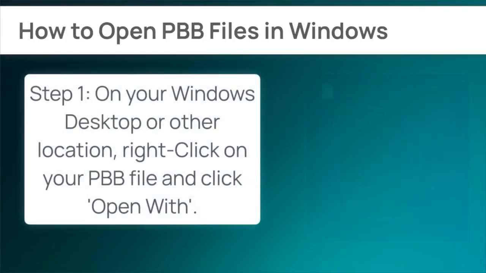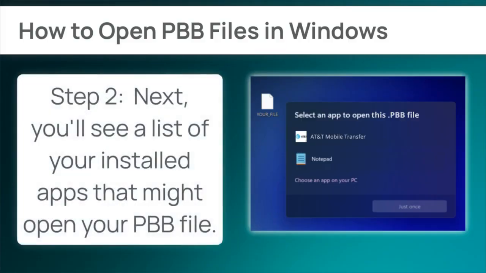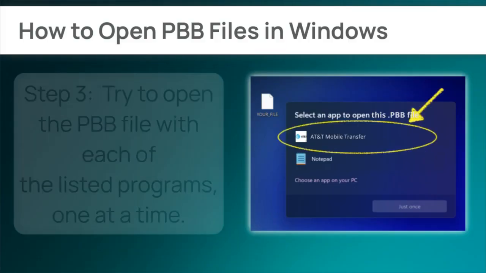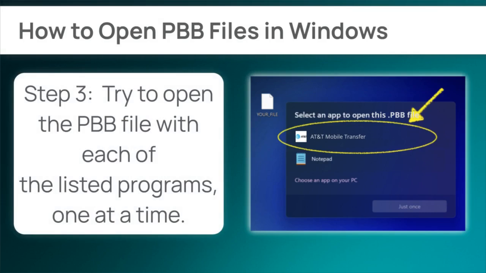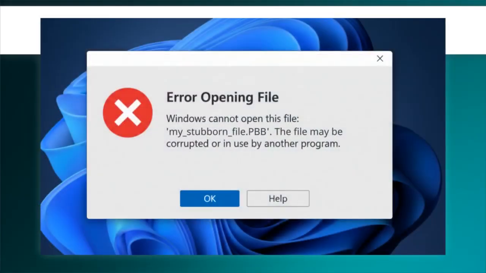The initial test: right-click the PBB file and choose Open With. If AT&T Mobile Transfer is installed, test that first. If it's not present, choose another program. Don't worry if it fails on the first try. When your PBB file isn't responding, don't worry, it's typical.